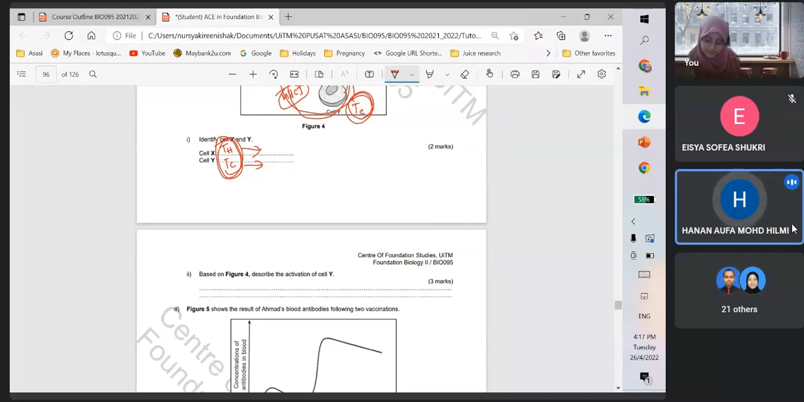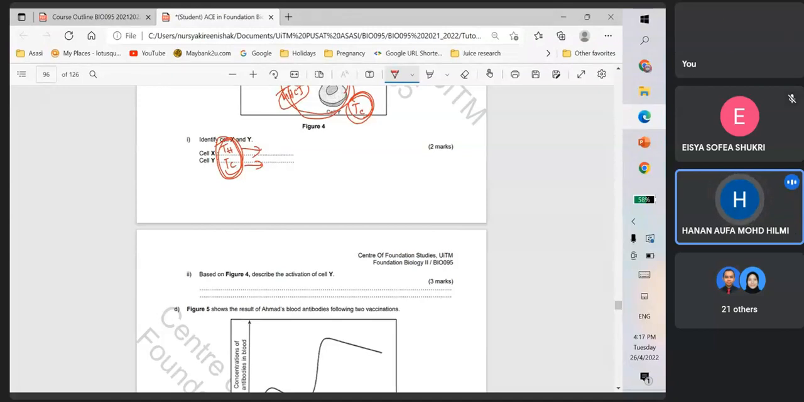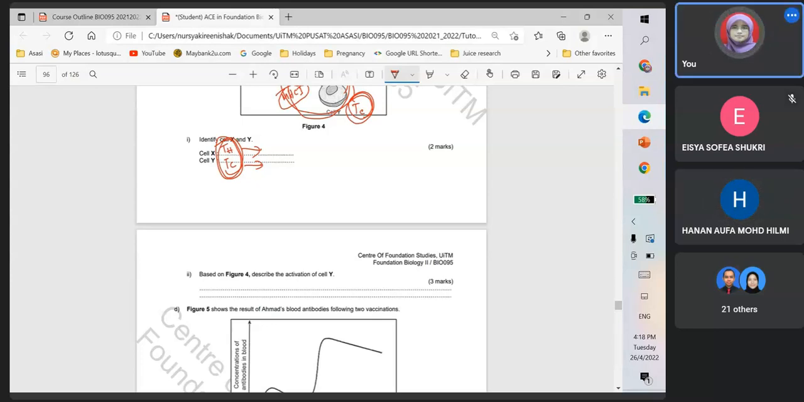Based on figure 4, describe the activation of cell Y. So, cell X, the T helper cell, will bind to the antigen MHC complex on the surface of the APC. Then the binding of the T helper cell will trigger APC to secrete cytokines which stimulate the T helper cell to produce its own cytokines and produces an activated T helper cells. The activated T helper cell then secretes cytokines to activate cell Y, T cytotoxic cell. Okay, betul lah. You have the whole story there, kan?